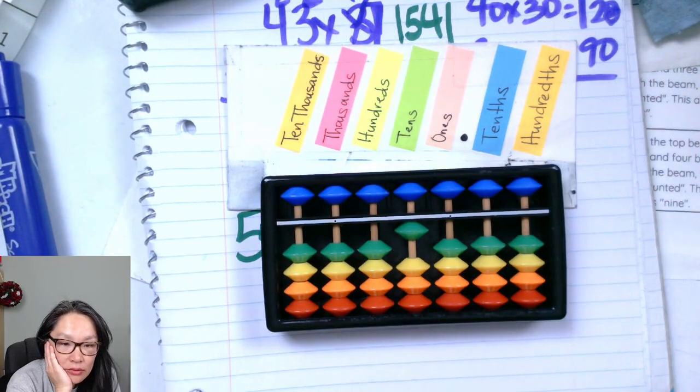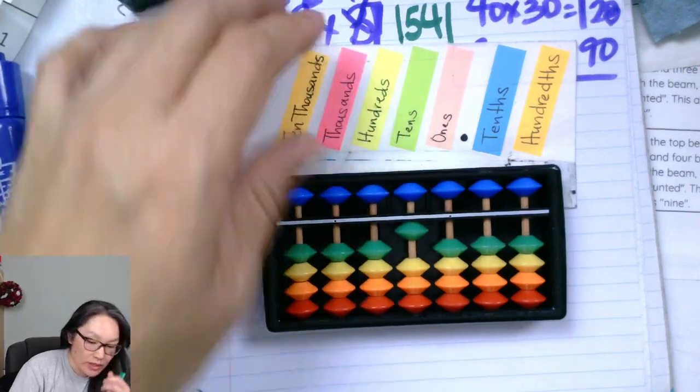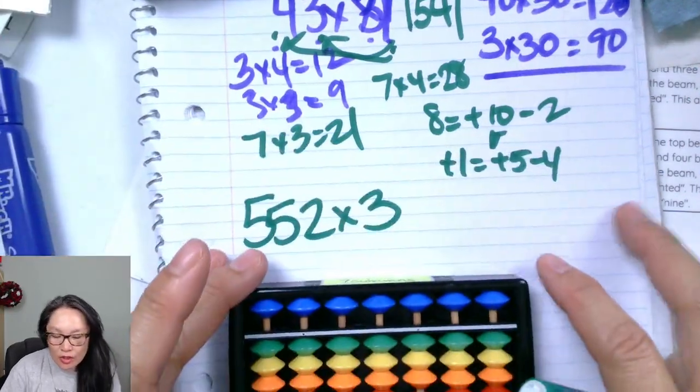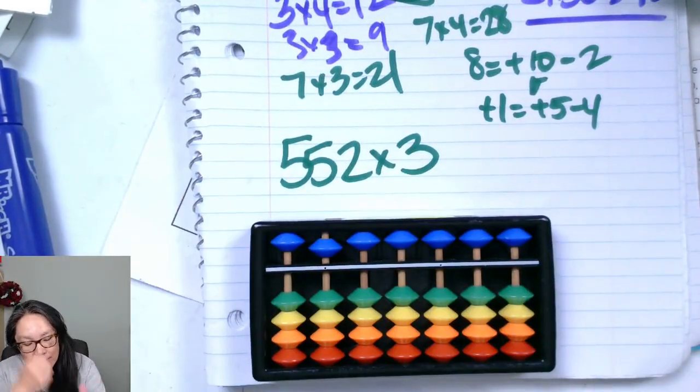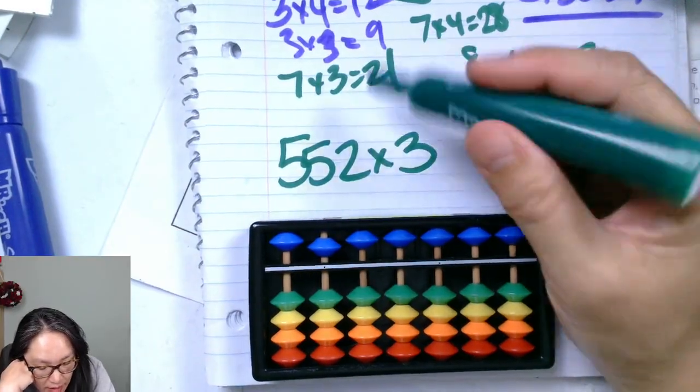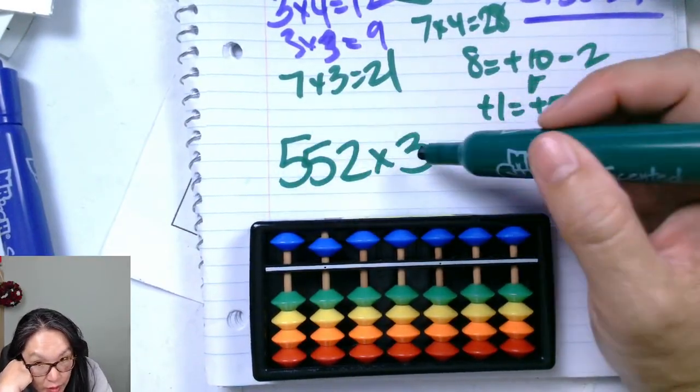Okay, good. What we were doing was some multiplication. The first thing we're going to do here is understand how to do multiplication. We need to count the digits to know where we're going to put our answer.